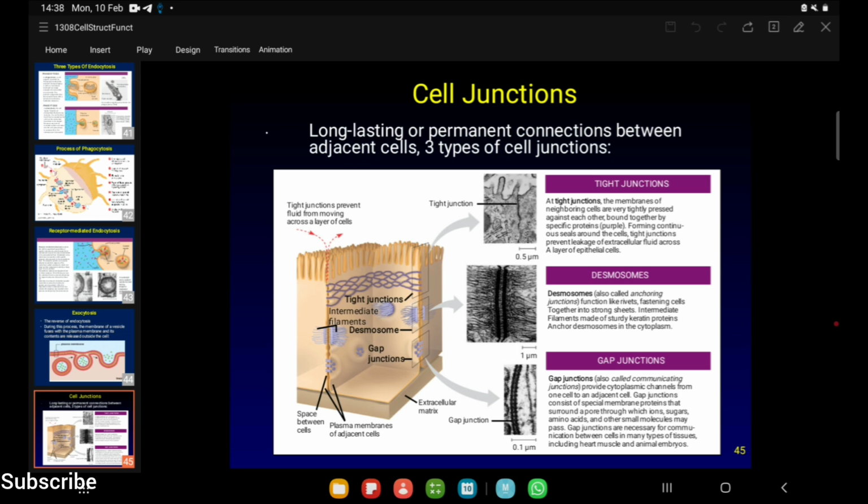Third one is the gap junctions, also called communicating junctions, which provide cytoplasmic channels from one cell to an adjacent cell. Gap junctions consist of special membrane proteins that surround a pore through which ions, sugars, amino acids, and other small molecules may pass. Gap junctions are necessary for communication between cells in many types of tissues, including heart muscle and animal embryos.